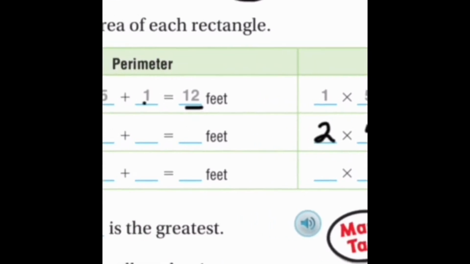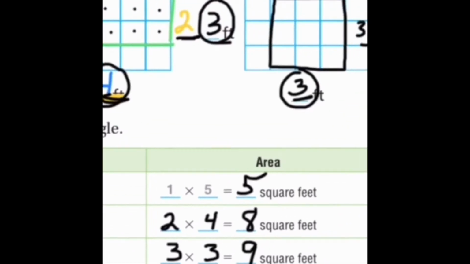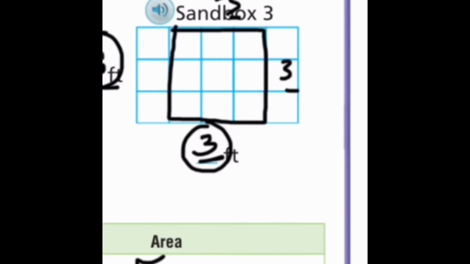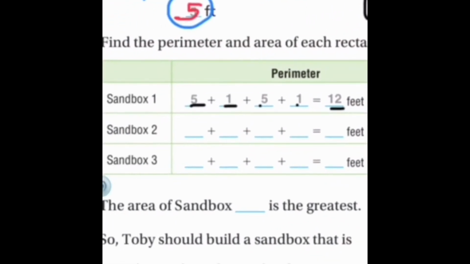Well, I guess I need to finish off the perimeter side there too. We'll get to that. 3 times 3 is 9. And again, we could check by counting all the boxes inside for the area. 1, 2, 3, 4, 5, 6, 7, 8, 9. Okay. So let's finish up the perimeter side.